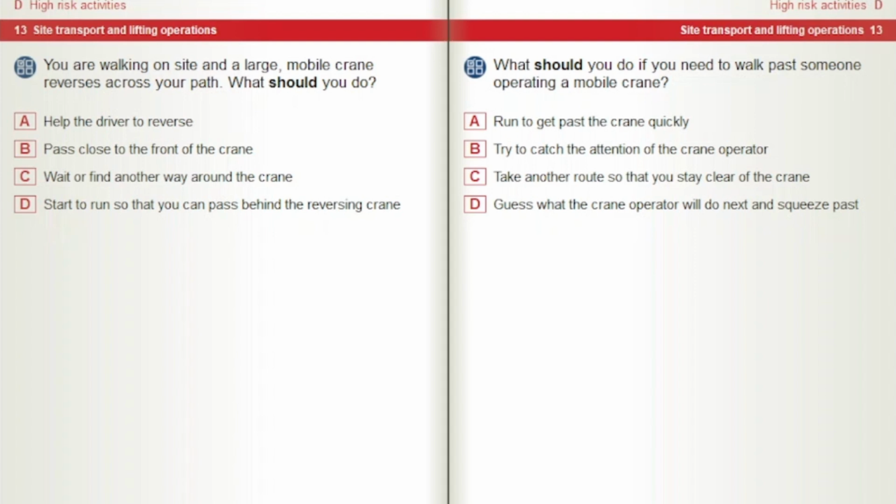What should you do if you need to walk past someone operating a mobile crane? Run to get past the crane quickly. Try to catch the attention of the crane operator. Take another route so that you stay clear of the crane. Guess what the crane operator will do next and squeeze past.